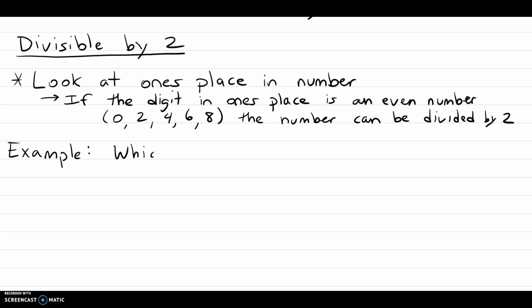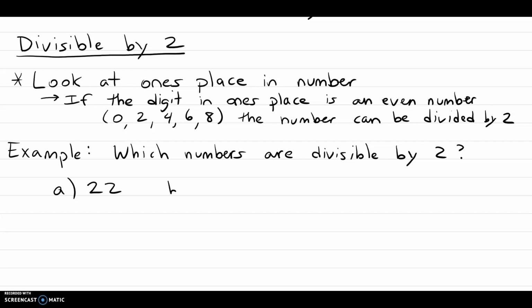Which numbers in the choice I'm going to give you are divisible by 2, or can be divided by 2? I'm going to give you 4 choices here. 22, 23, 25, and 30. So of those 4 choices, which ones can you divide by 2?